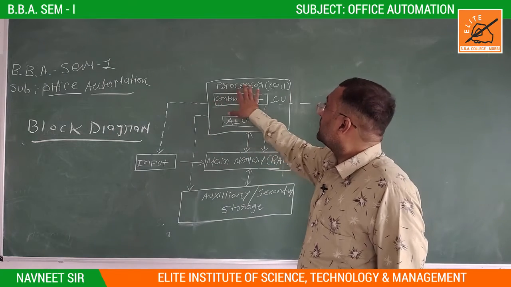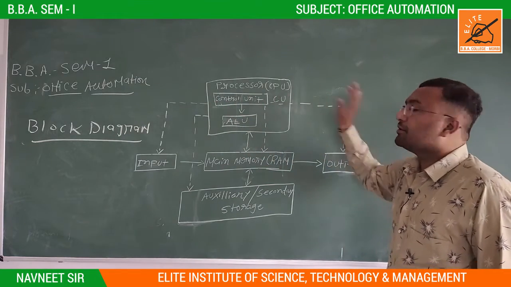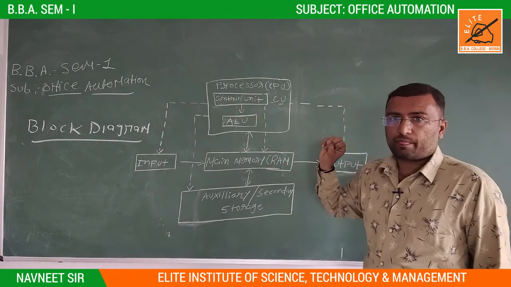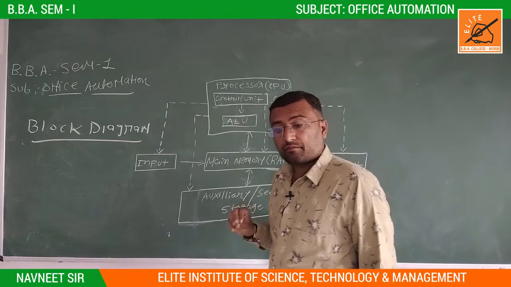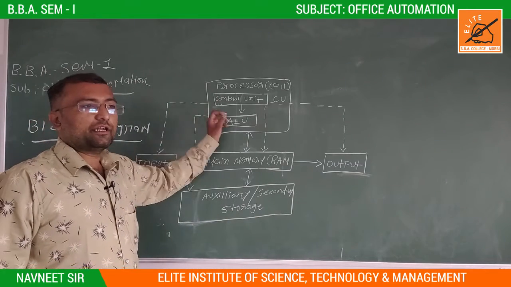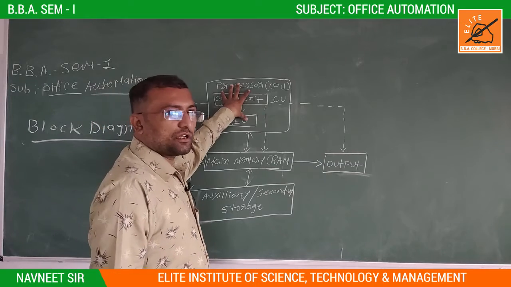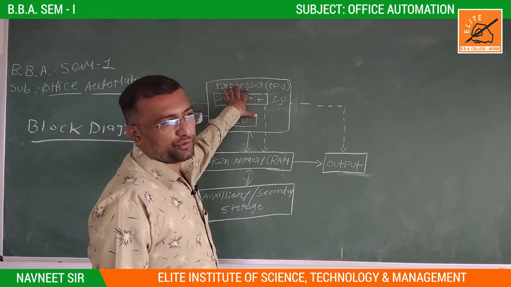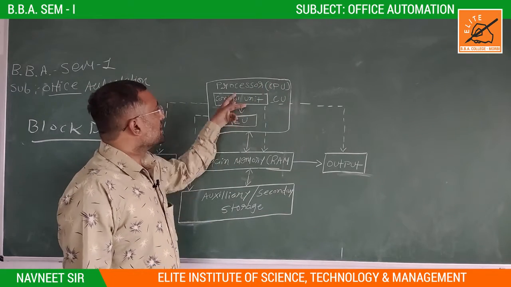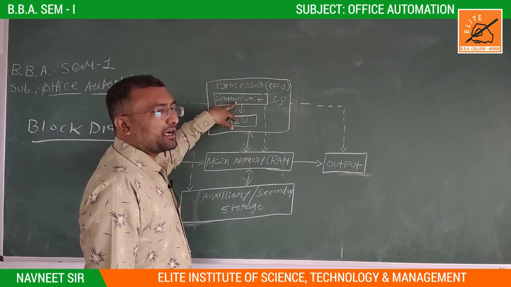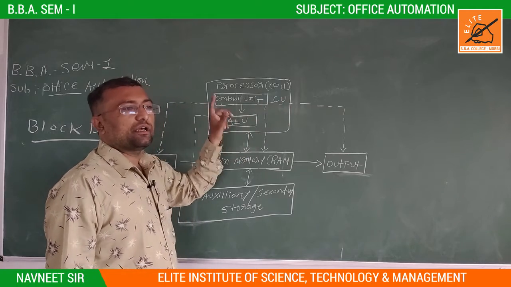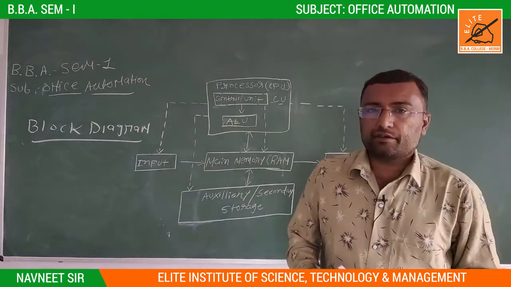Then we will see the processor, that is CPU, Central Processing Unit. It is the brain of the computer. Why is it called the brain? Because it performs all the logical and arithmetical operations in that unit. That is why it is called the brain of the computer. The Central Processing Unit has two main parts, that is control unit, CU, and ALU, that is arithmetic and logical unit.